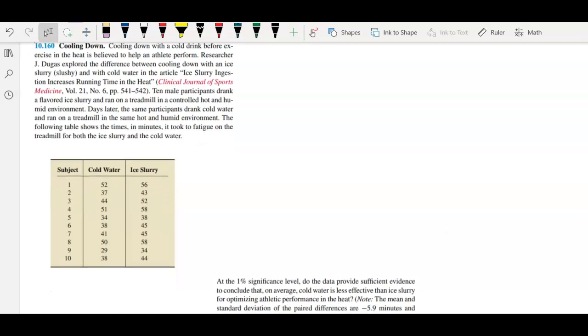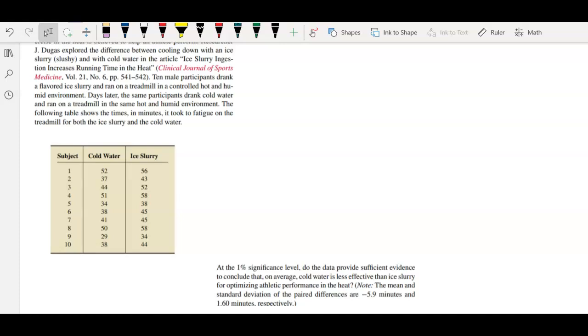And what is that conclusion? Take a look at the bottom. At the 1% significance level, do the data provide sufficient evidence to conclude that on average, cold water is less effective than the ice slurry for optimizing athletic performance in the heat? So the mean and the standard deviation of the paired differences are negative 5.9 minutes and 1.6. So here's what we need to do.